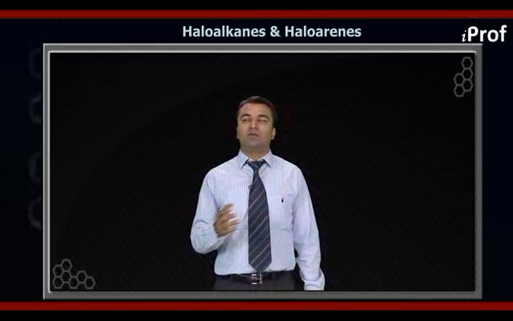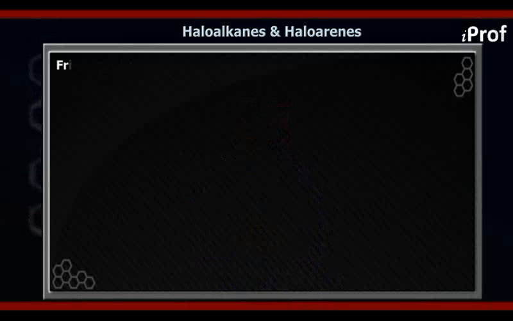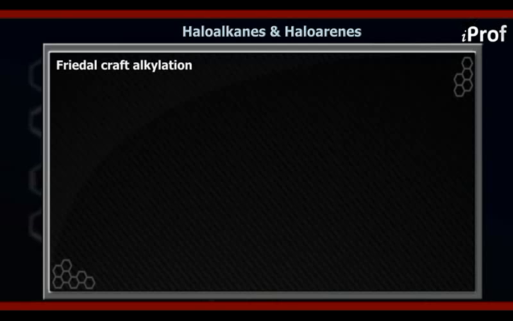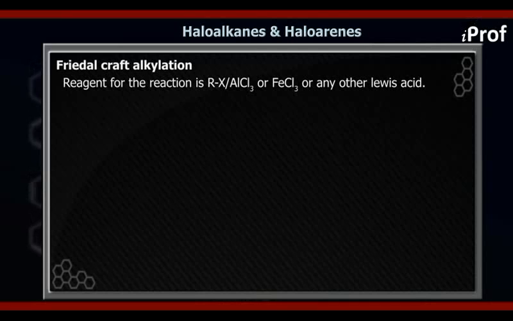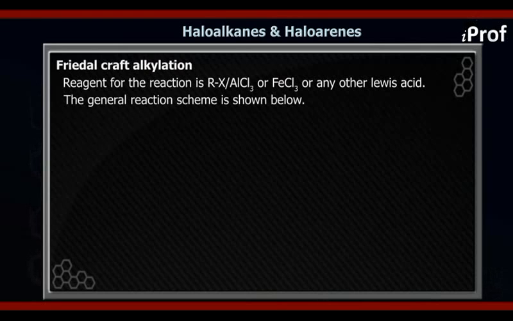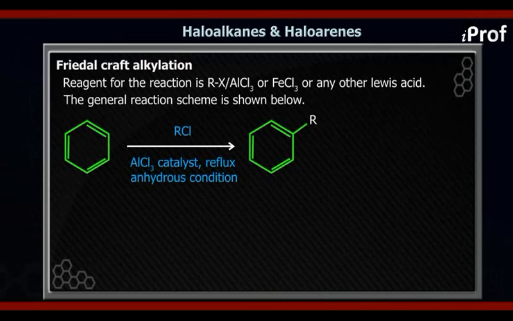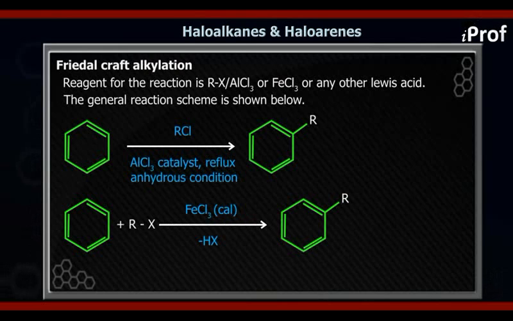So at this point I would say that this is all about the examples as well as the electrophilic substitution reactions. Now if you come to the Friedel-Crafts alkylation reaction, basically the reagent for this reaction is the alkyl halide, RX, and we react this RX with the Lewis acid again, that is, let us say AlCl3 or FeCl3.